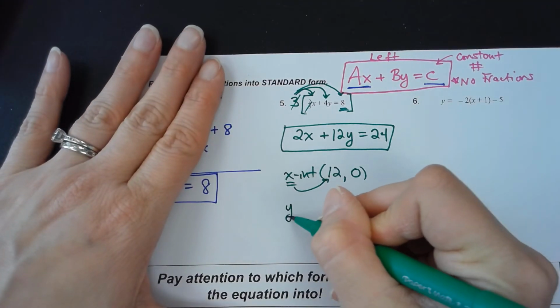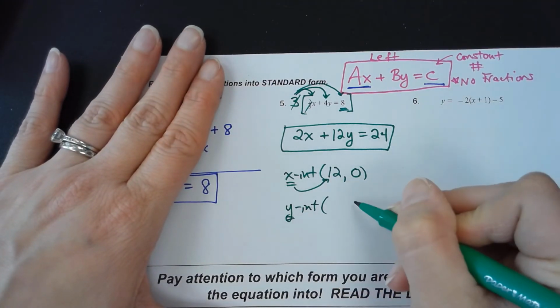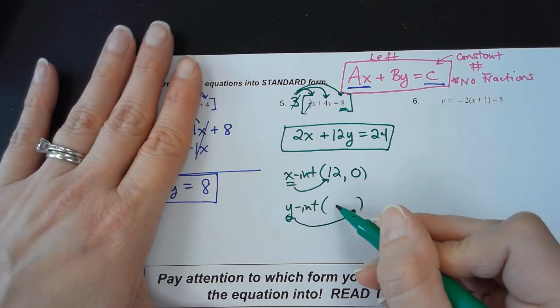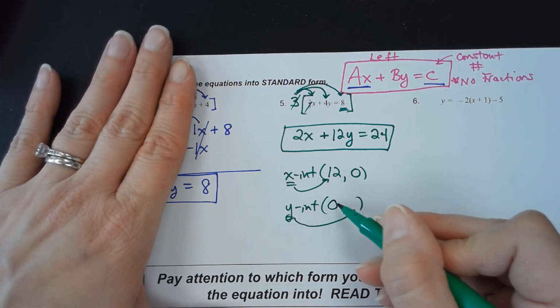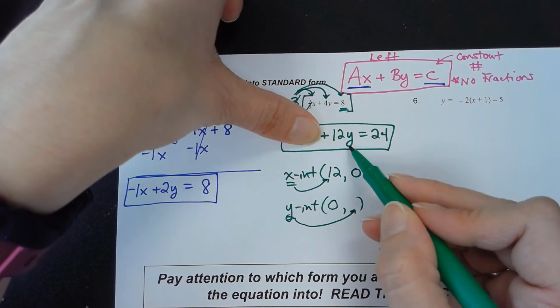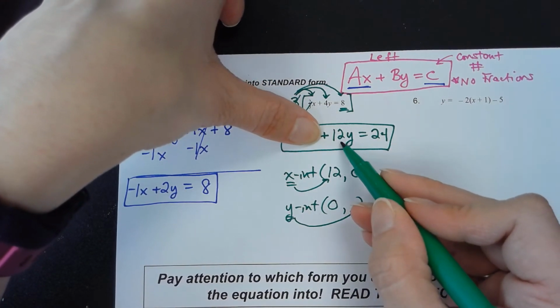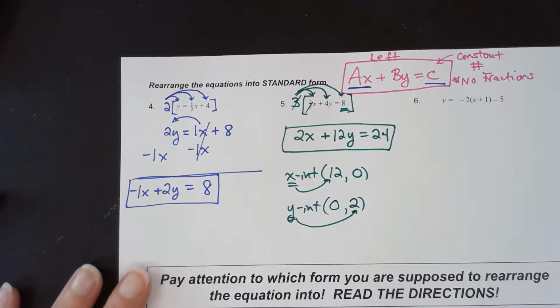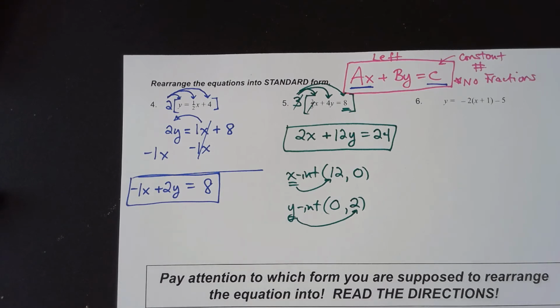And let's just practice doing the y-intercept. To do a y-intercept, I want to get the y number. So what should I make the x number be? Nothing. Make it be 0. Cover up x. And how do you find the y number? Divide by 12, and that makes 2. Very nice. Standard form is really great for intercepts.